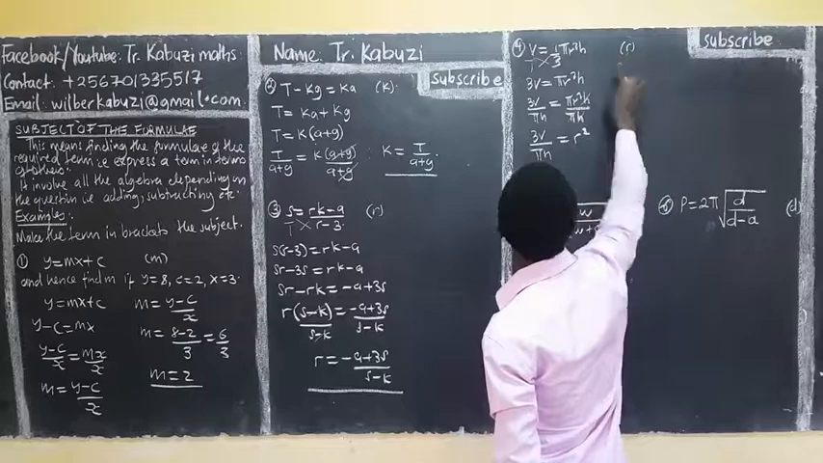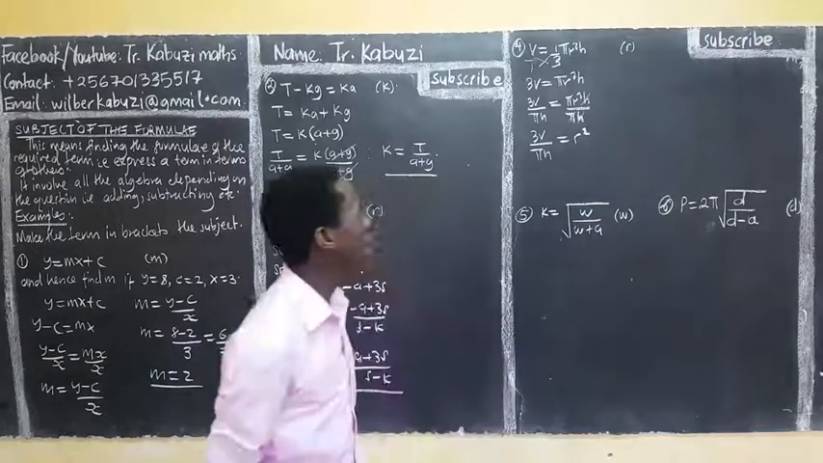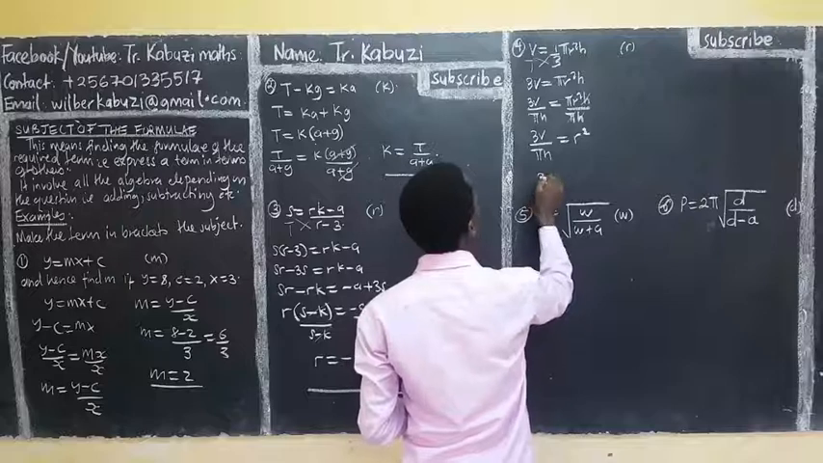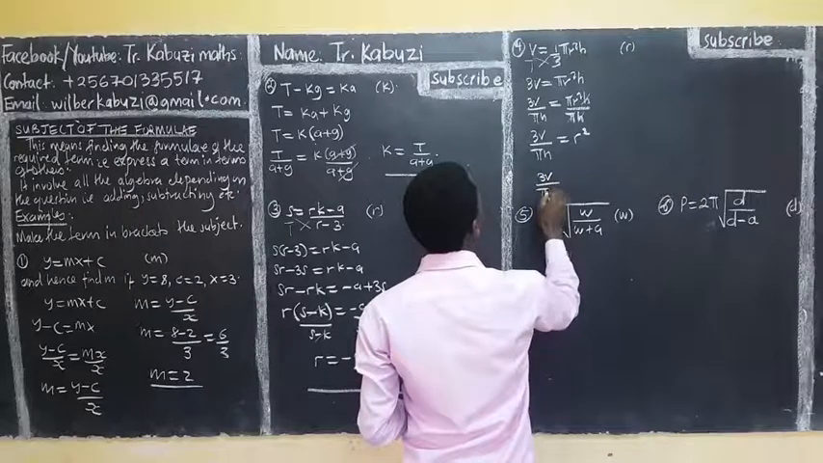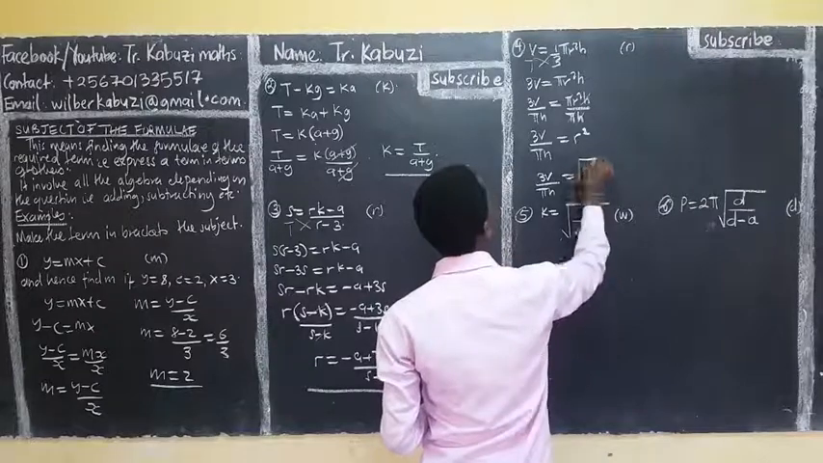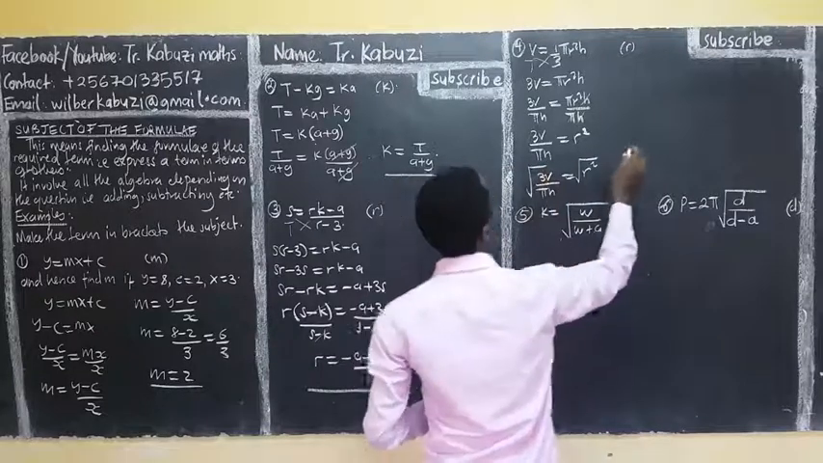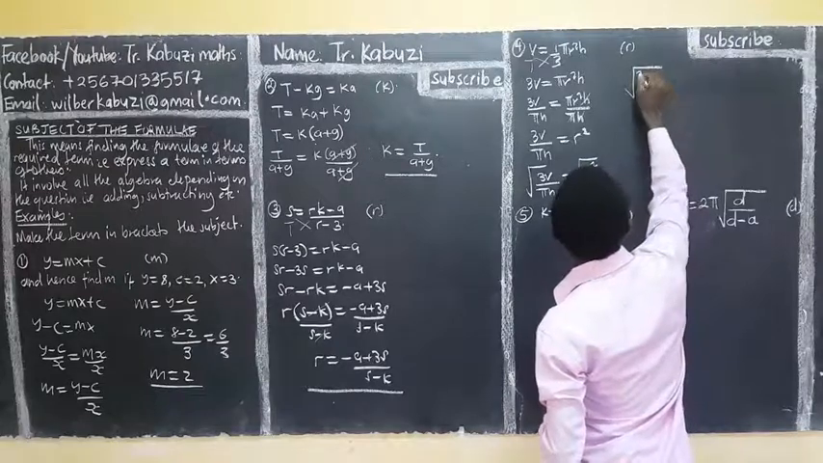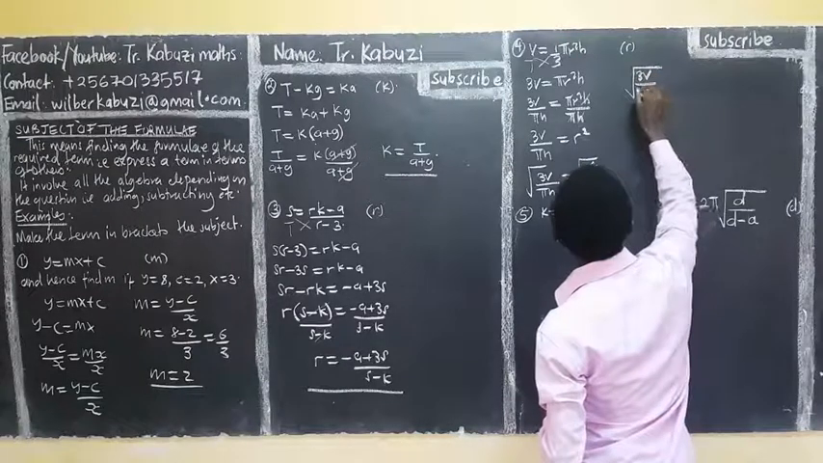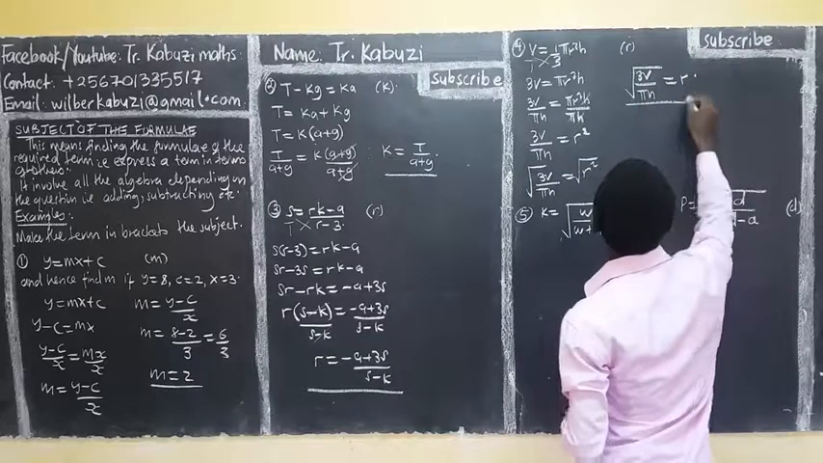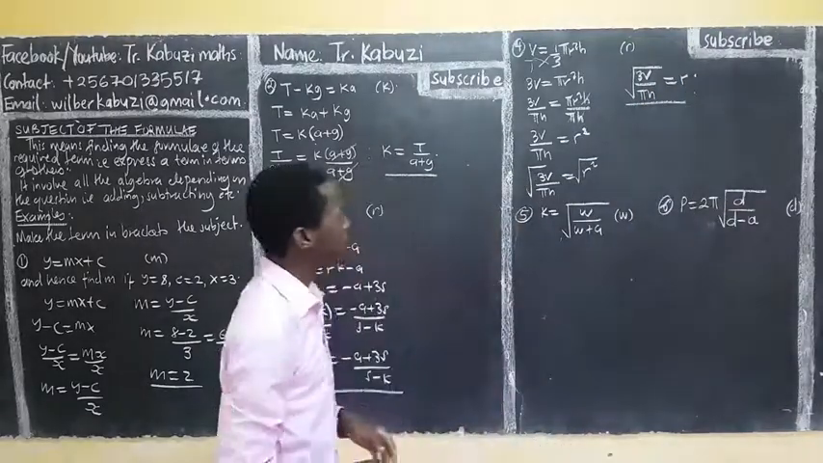Remember I want r. So how do I remove this square? By getting the square root. So this will be now 3b over pi h equaling to now r squared. We get the square root both sides. So now this will be the square root of 3b over pi h equaling to r. And there I have made it the subject.